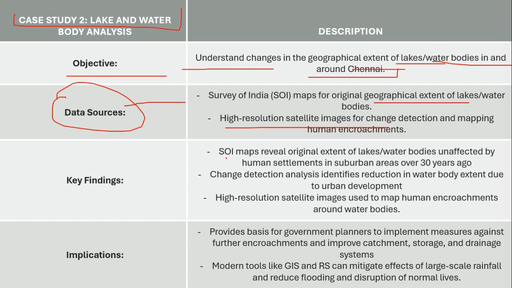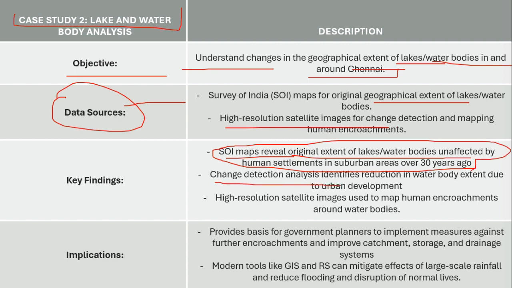SOI maps reveal the original extent of lakes that were unaffected by human settlement over 30 years ago. So the Survey of India map gives us the before image of that lake and water body, and change detection analysis identifies reduction in water body extent due to urban development. And with the help of these satellite images, we can identify how much area of the lake is reduced and how much human settlement encroachment there is.